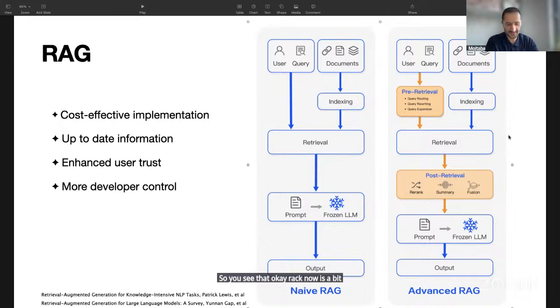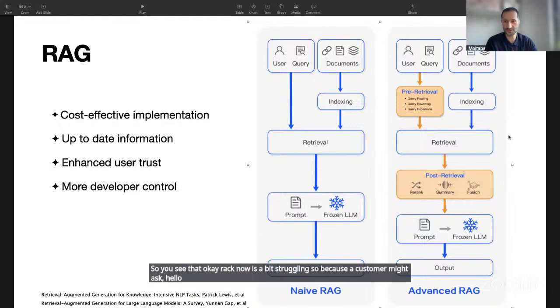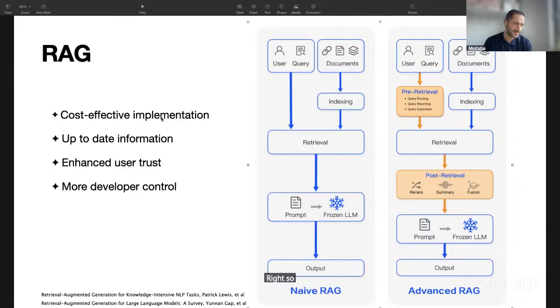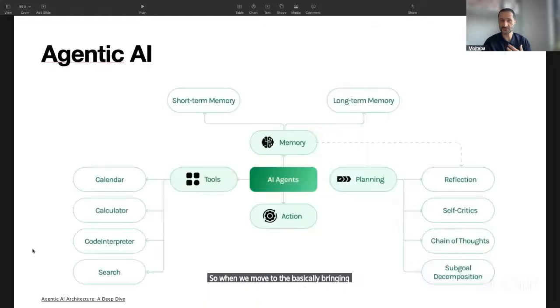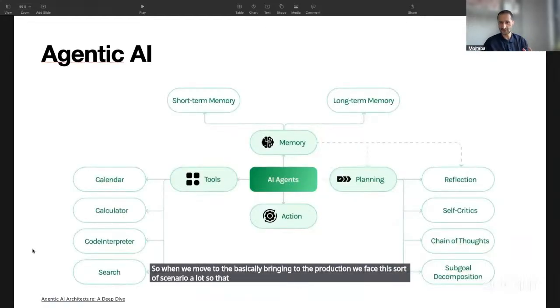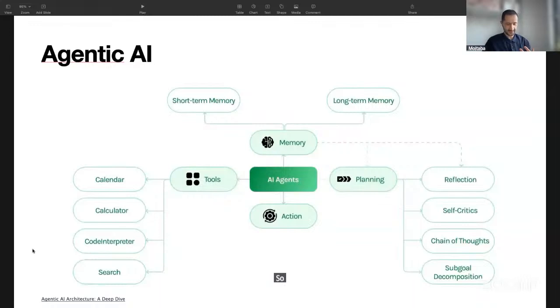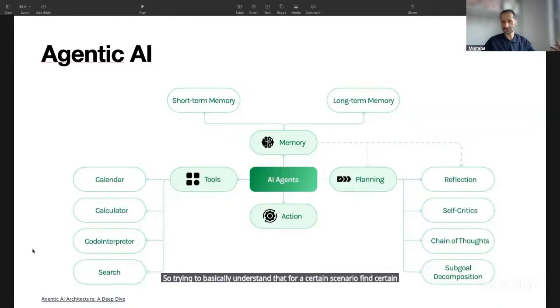A customer might ask, hello, how are you? This sort of document doesn't exist there. When we move to bringing this to production, we face this sort of scenario a lot. So essentially, we move in the direction of agentic AI, trying to understand that for a certain scenario, we find a certain agent to respond to it.